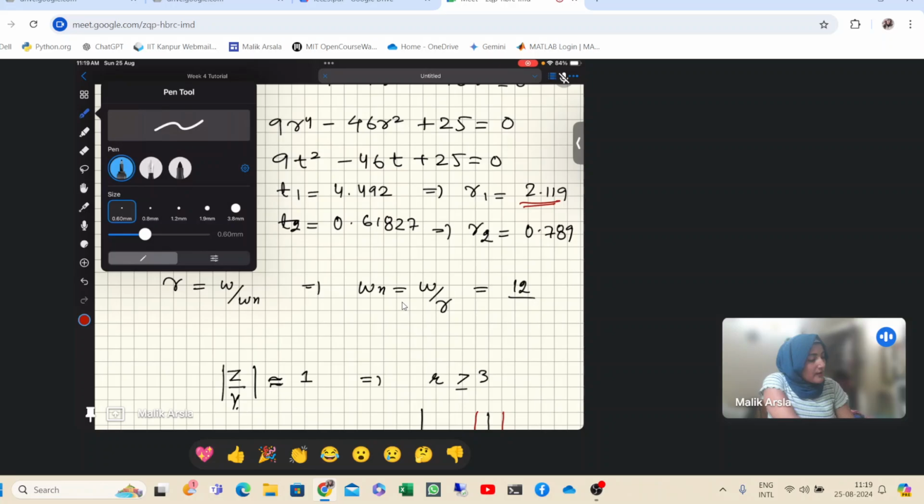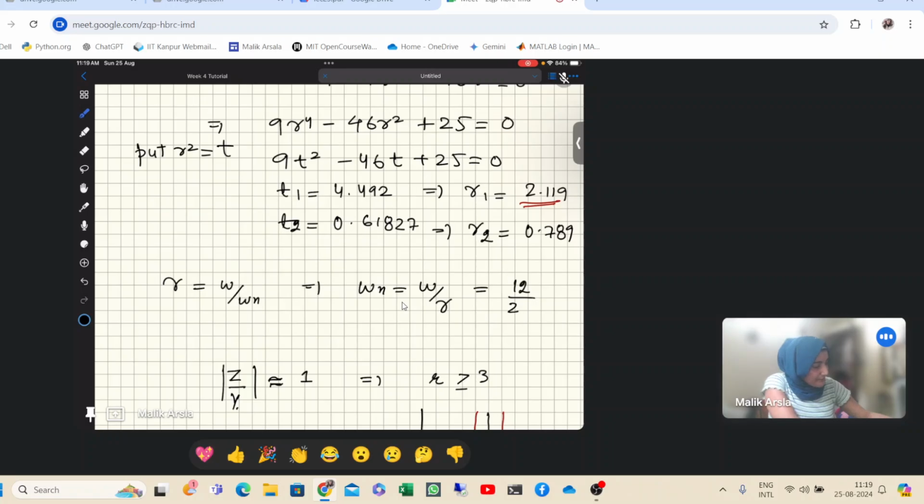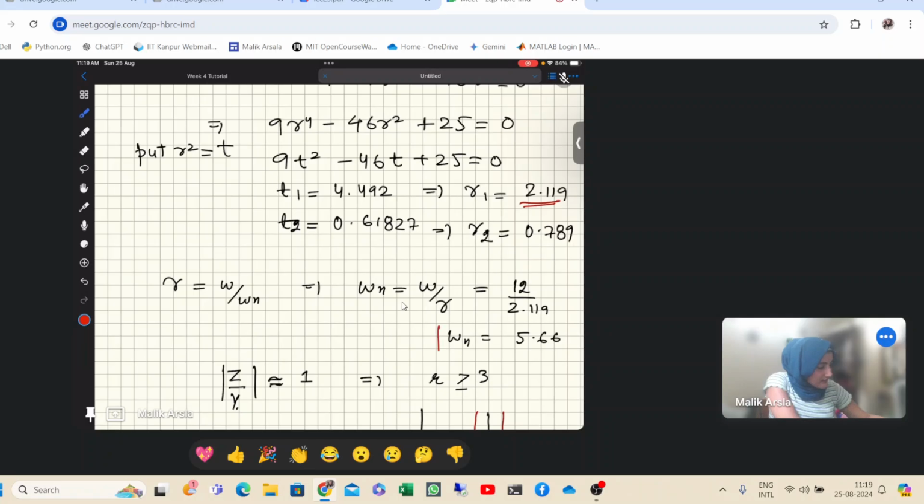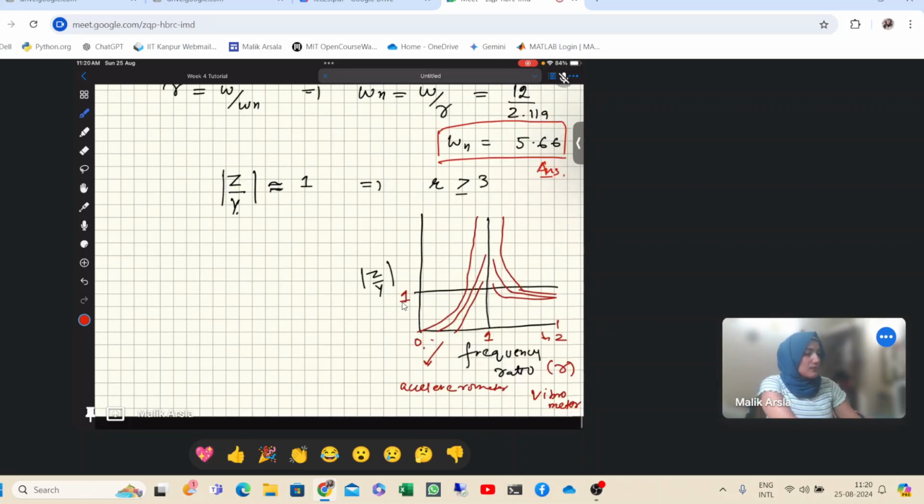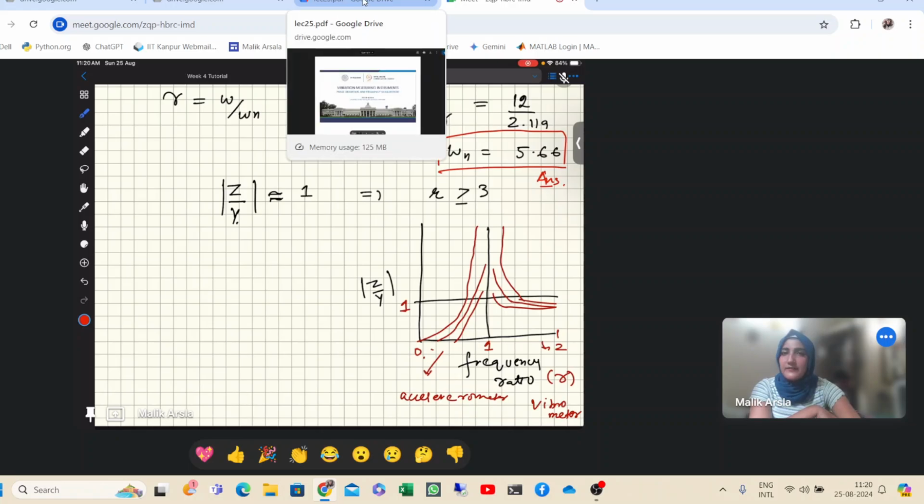Now when I put this value here, if you use your calculator, you can see that this is coming out to be 5.66. So that is our required answer. Let me check the graphs once, if I have done them correctly or not.